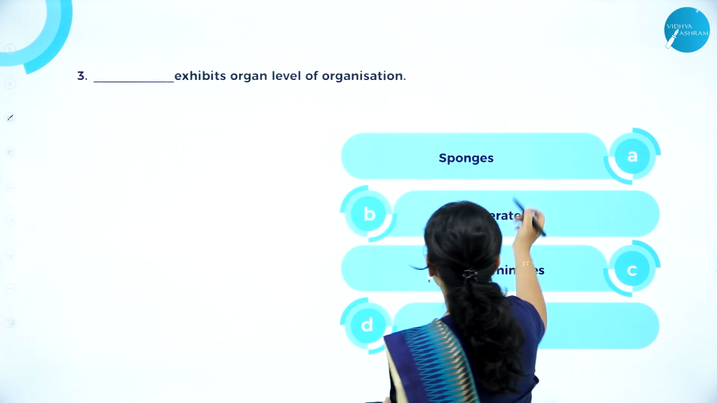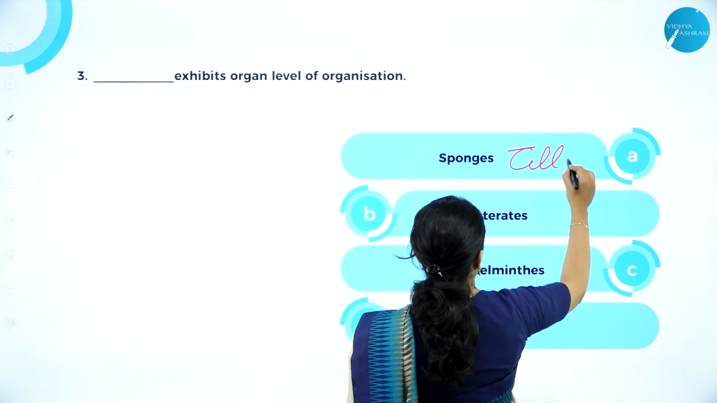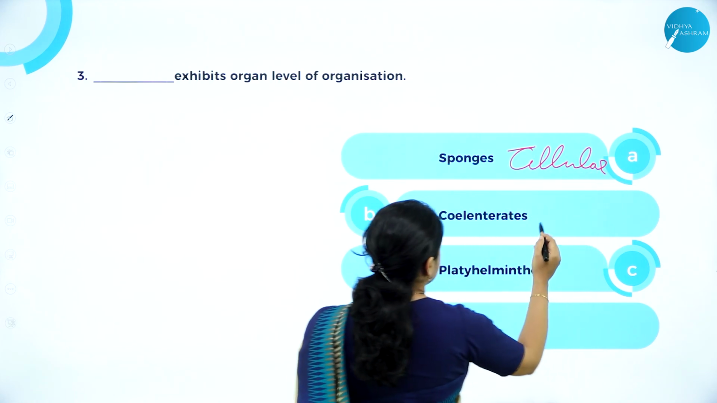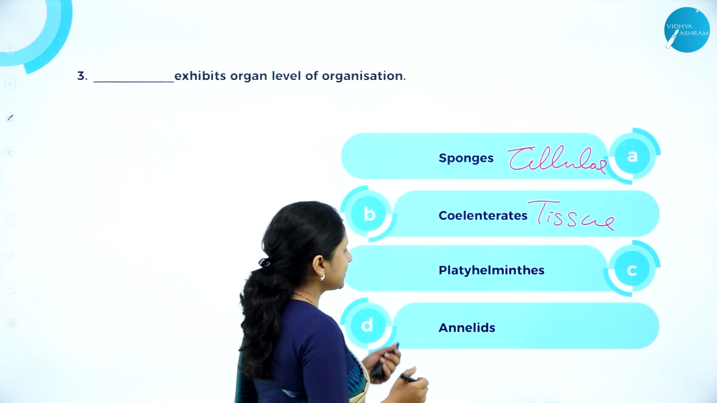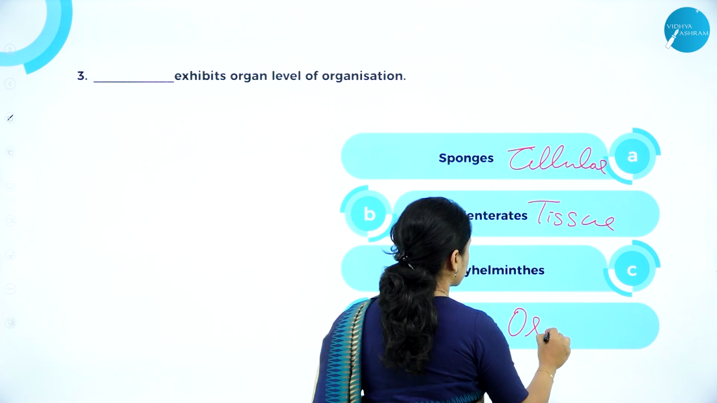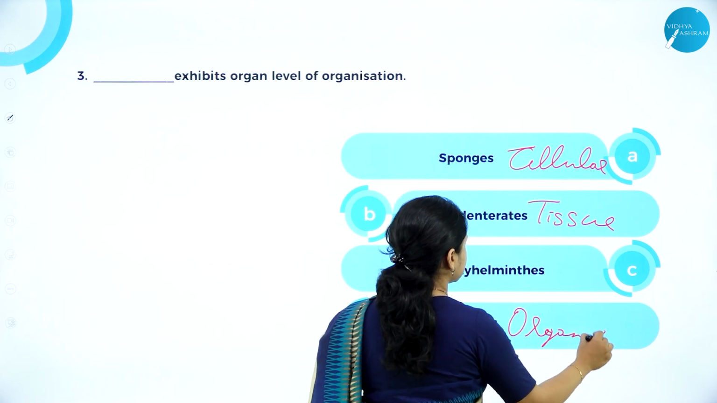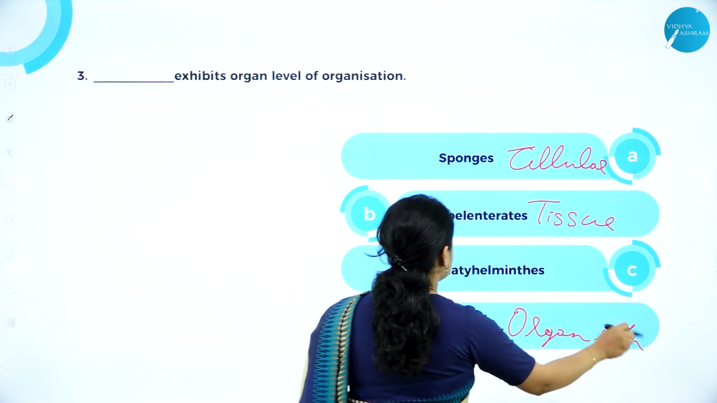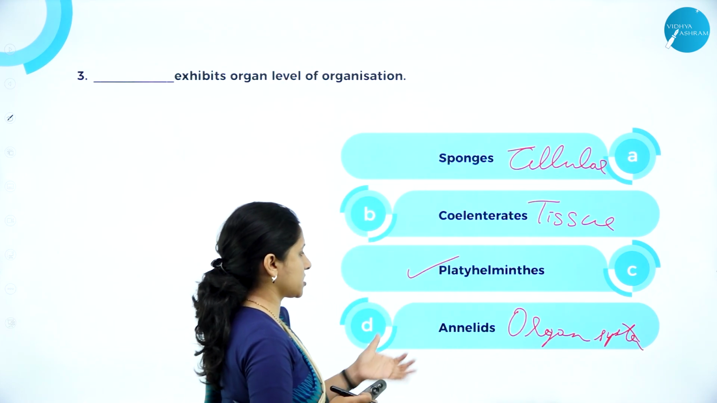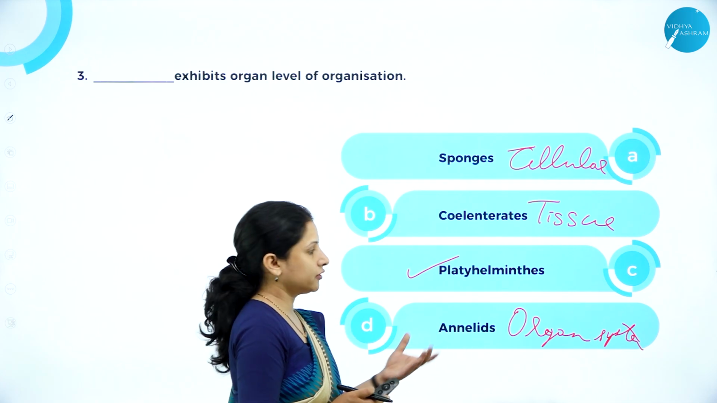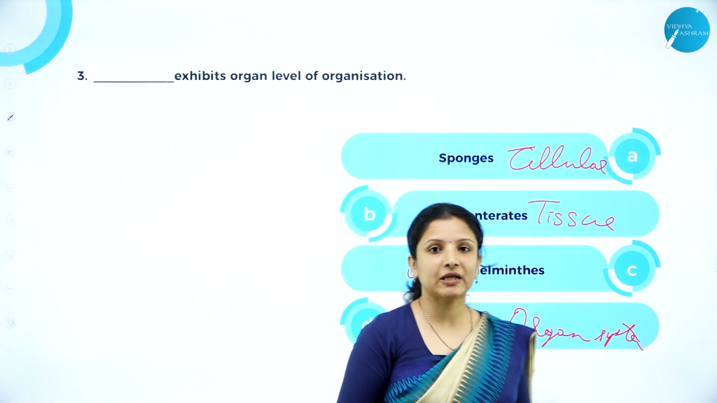Is it sponges? No, because sponges show cellular level of organization. Is it coelenterates? No, it is tissue level of organization. Is it annelids? No, it has organ system level of organization. It is platyhelminths because they show organ level of organization. Annelids show organ system level of organization. The right answer here is platyhelminths.